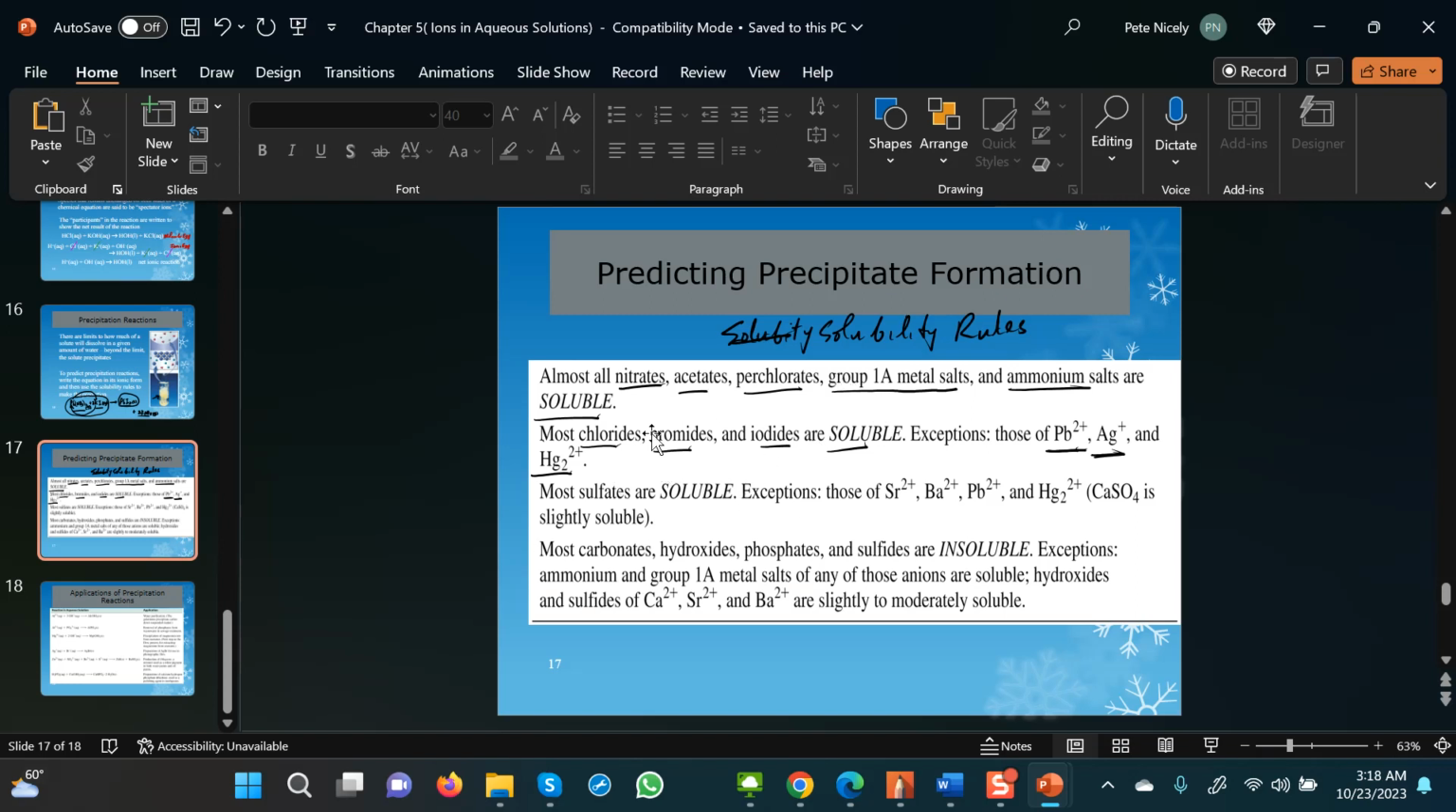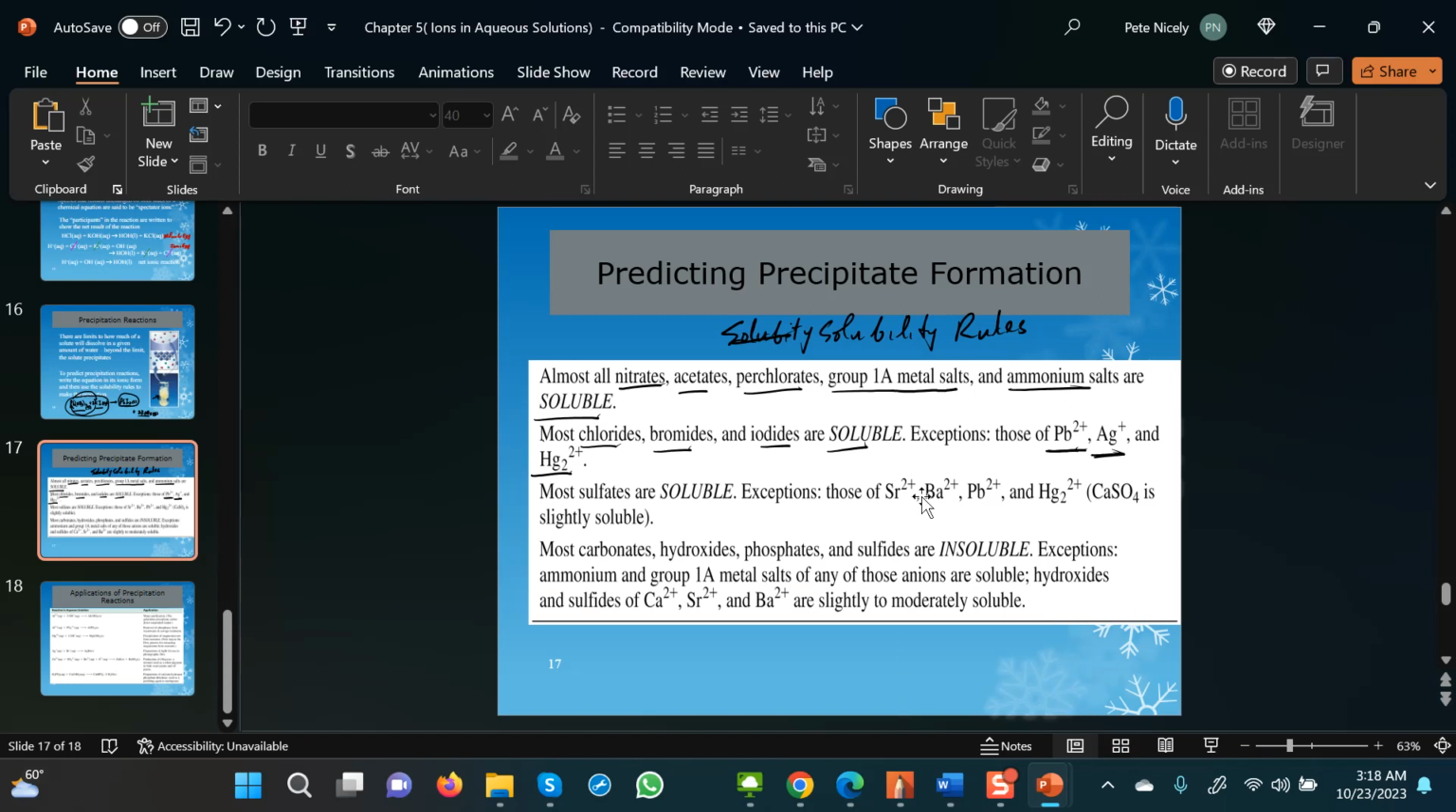So nitrates are soluble in water. So pretty much any nitrate or any compound containing a nitrate ion will dissolve in water. We also know that potassium iodide is soluble in water because it says here group 1A metal salts. Potassium is in group 1A, so therefore any ionic compound that is formed with potassium would be soluble in water.